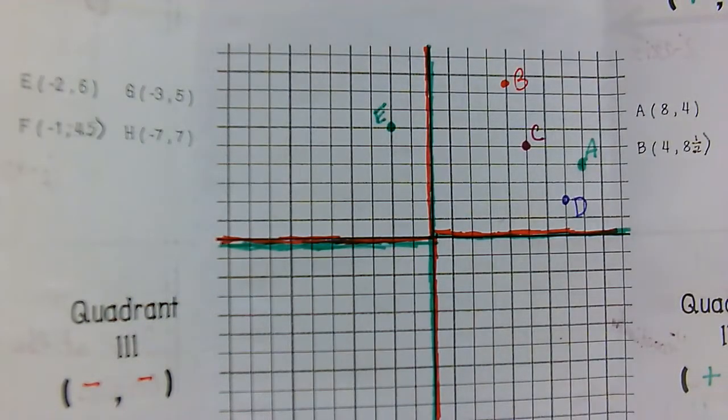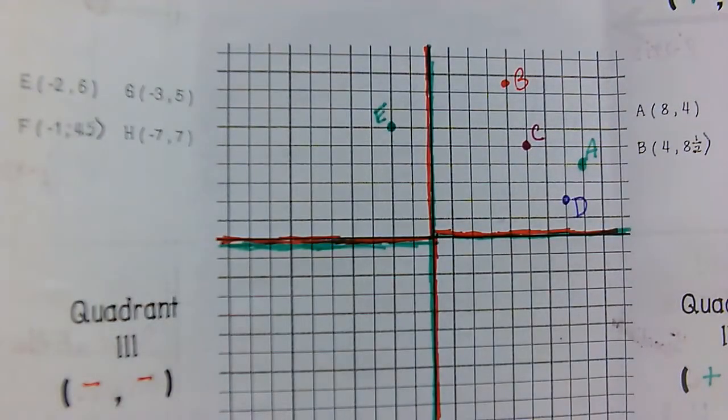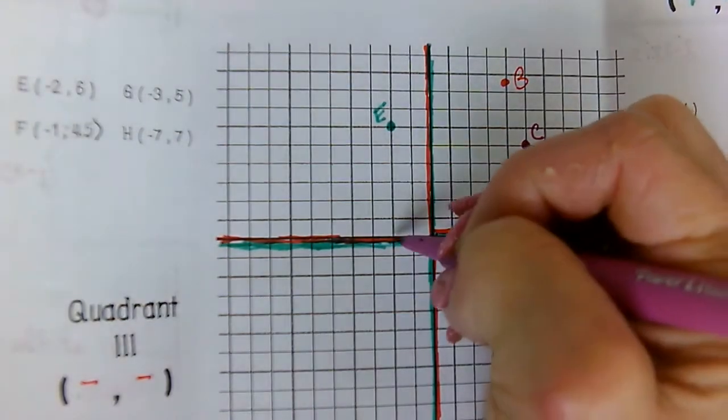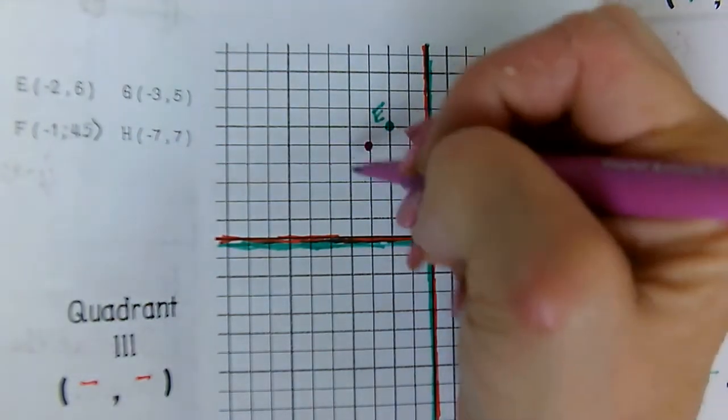We have G. I'm just going across. You could go to F first. And G is (-3, 5). So go to the left 3, up 5. 1, 2, 3, up 1, 2, 3, 4, and 5. And we'll label that G.